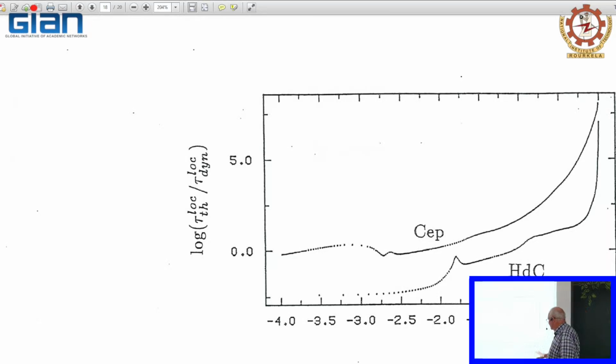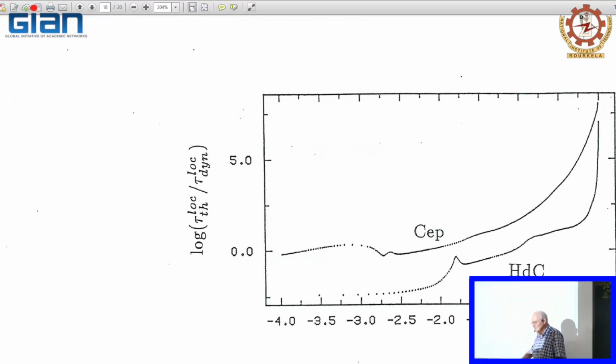It is written as log 1 minus x, where x is the relative radius. So the surface of the star is over here, and the center of the star is here. What you see, and what happens in any star, is that this ratio of the thermal to the dynamical timescale increases by orders of magnitude once we go towards the center of the star. Close to the surface, the region is expanded by this representation, so actually this is a much smaller domain.